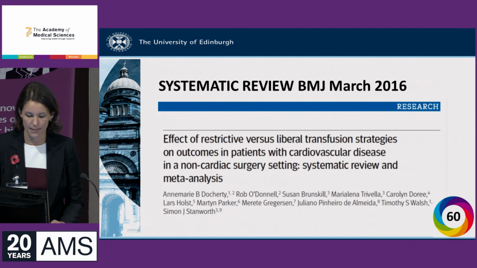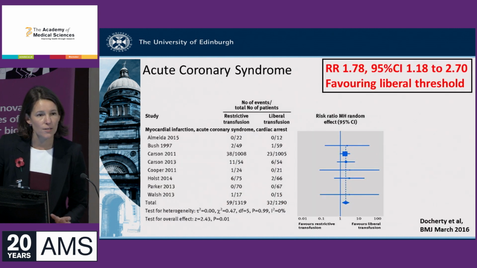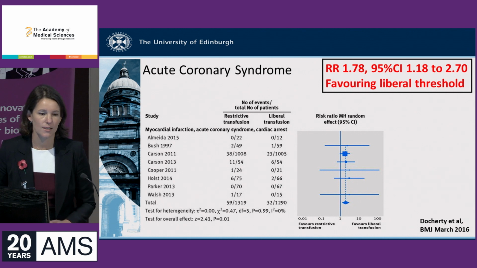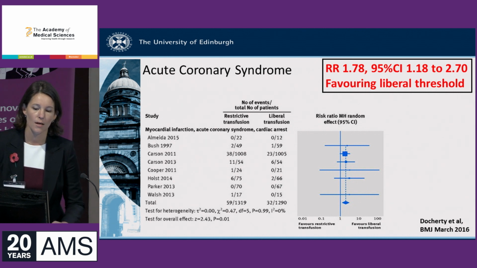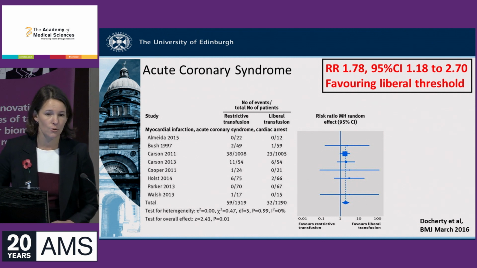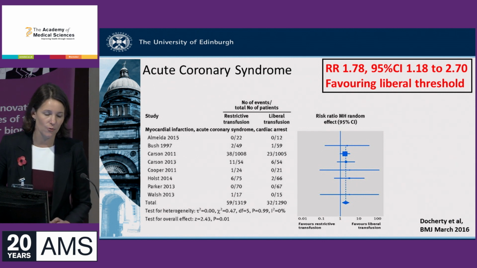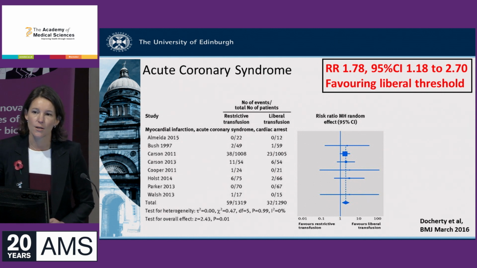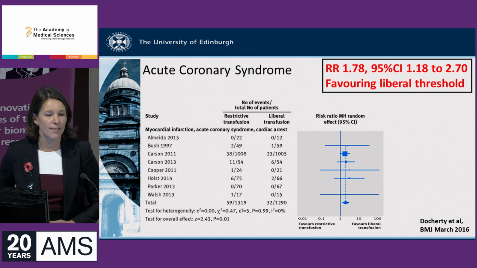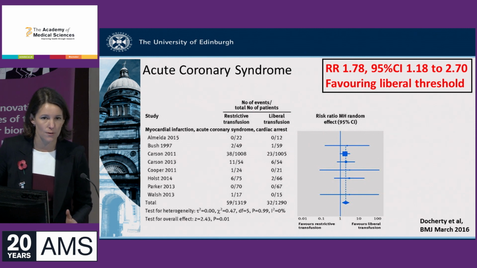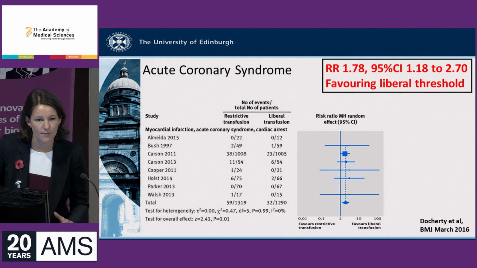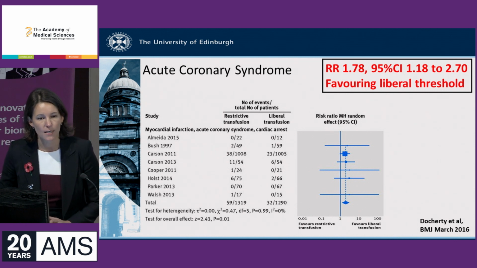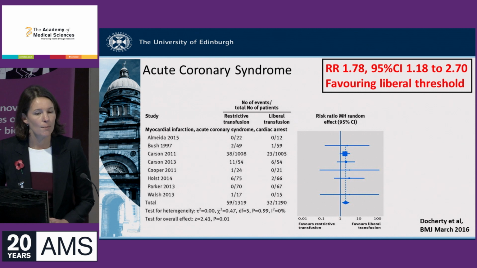patients with cardiovascular disease. We found no difference in mortality between patients randomized to restrictive and liberal transfusion thresholds. However, when we looked at new events of acute coronary syndrome, we found that patients with coexisting cardiovascular disease who were randomized to a restrictive transfusion threshold had a 78% increased risk of new acute coronary syndrome compared to patients randomized to a more liberal transfusion threshold. This is the first evidence to back up the biological plausibility that patients with cardiovascular disease may benefit from a more liberal transfusion threshold.